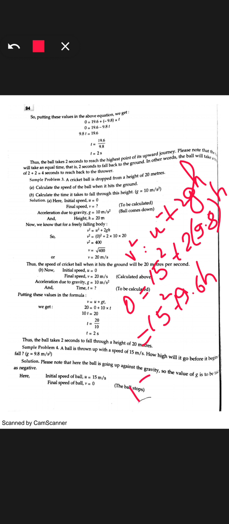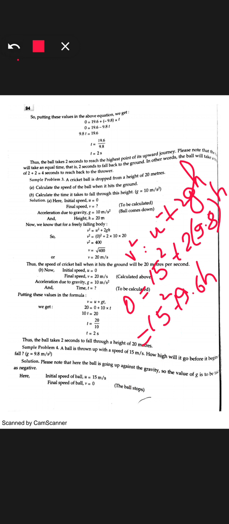Now, 19.6h equals 15 square. What is 15 square? It is 225. So h equals 225 upon 19.6. On dividing these two values we can get the height. So we are using the third equation of motion to get the value of the height.